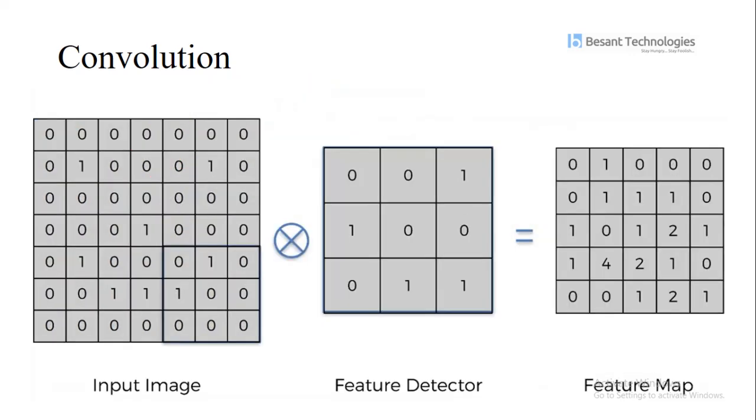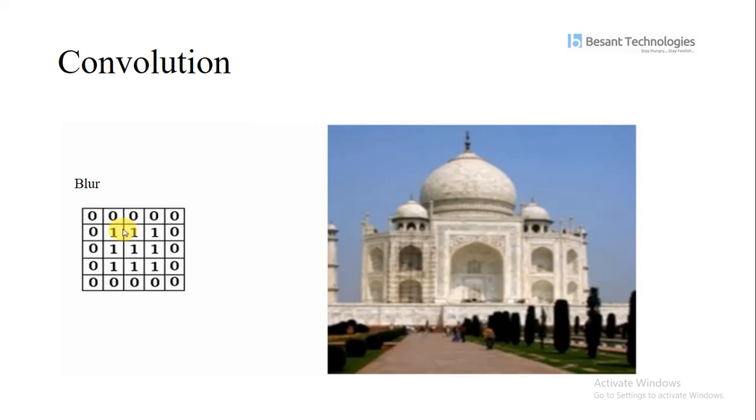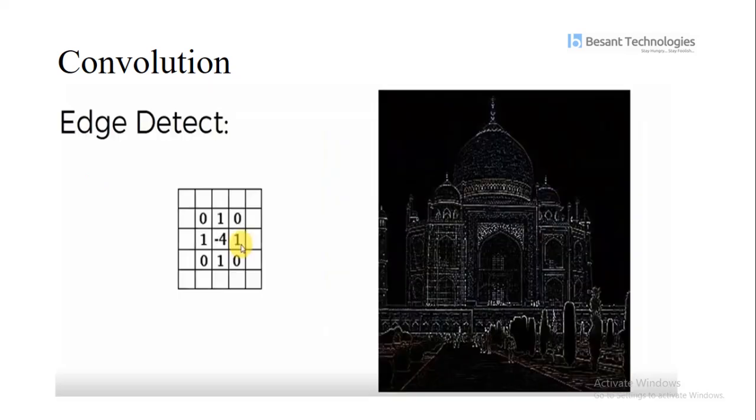So now the input image goes into the feature detector. Each and every input image is applied with this feature detector, and our final output looks like this. So this is what our feature map is. In this feature map, we will be getting a lot of outputs. When this is a blur image, it looks like this. Blur image means everything is 0, and in the center we get 1. And when it comes to edge detection, for an input image like this, we get an output that looks like this, 1 -4 and 1 1 1 like this.